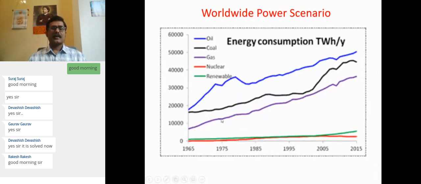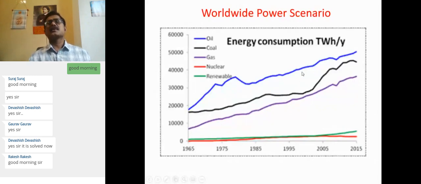So it is seen that for the gas, over the last 50 years, it is almost linear. No major fluctuations, no major ups and downs are seen for the trends or the energy consumption pattern as far as gas is considered as a fuel, isn't it? From 1965 to 2015, it is almost a straight line curve that can be seen, isn't it?